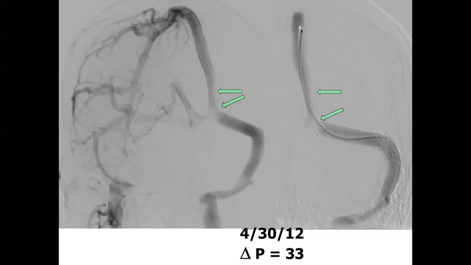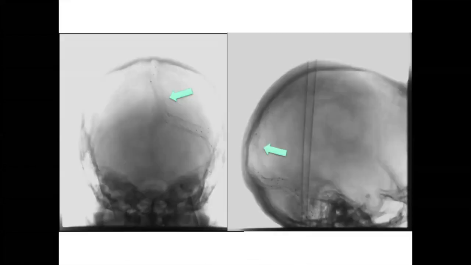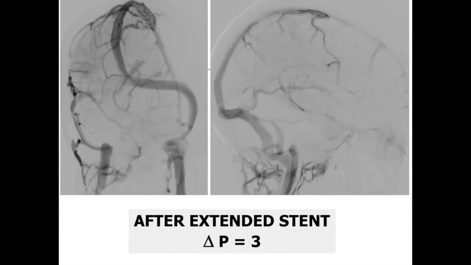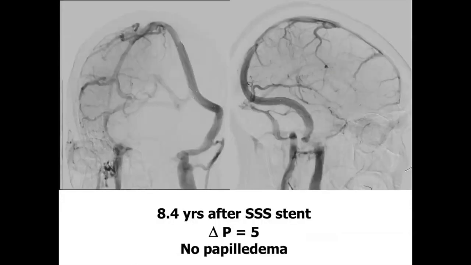We explained to her we're going to shunt her, and we explained the shunt versus stenting, and she absolutely refused to have a shunt. She wanted another stent. We said, well, we've never done it, but let's try it. So I put in another posterior sagittal sinus stent and dropped the pressure gradient to 3, and here she is 8.5 years later with a normal gradient and no papilledema.